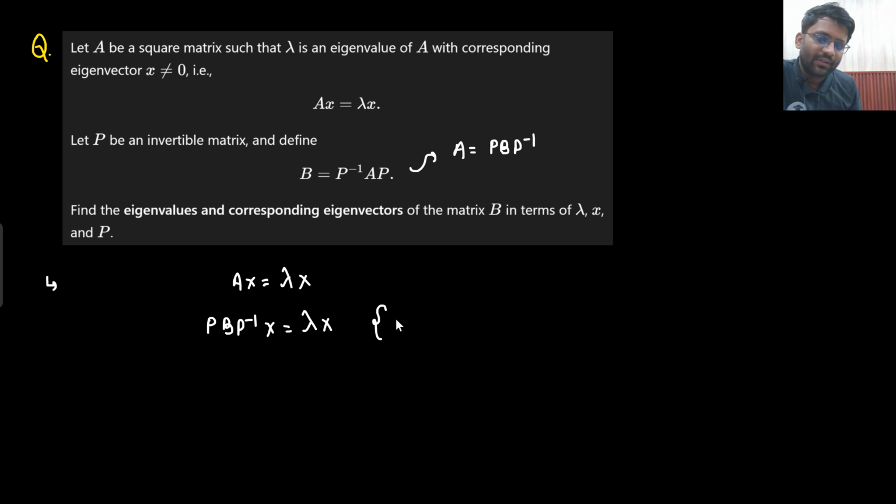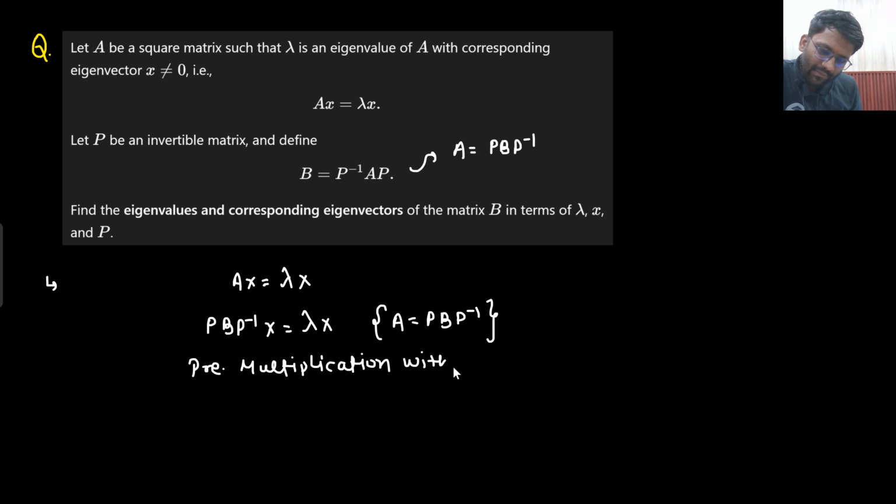Say yes or no. Why is that so? Because A is nothing but P B P inverse. And why did I replace it? Because I need some relation in matrix B. Now I don't need P and P inverse on the sides, so I will erase them. What I will do is pre-multiplication with P inverse. So what I will get? Lambda is a constant value, so P inverse x.